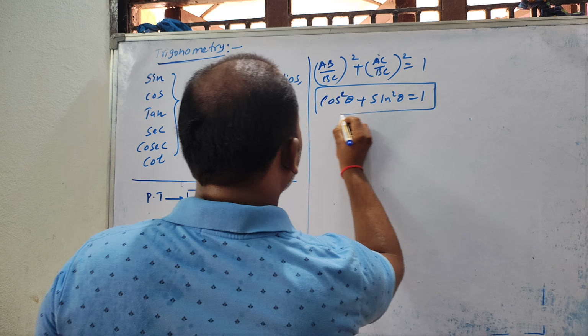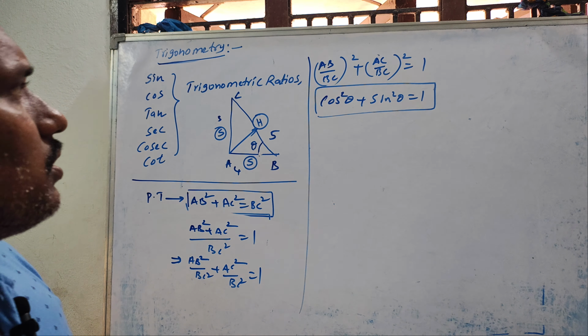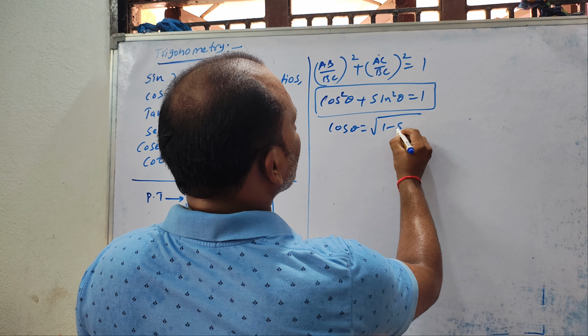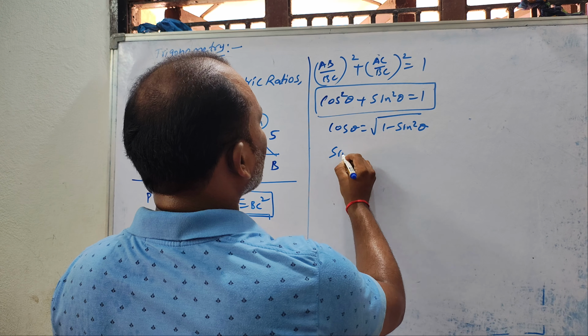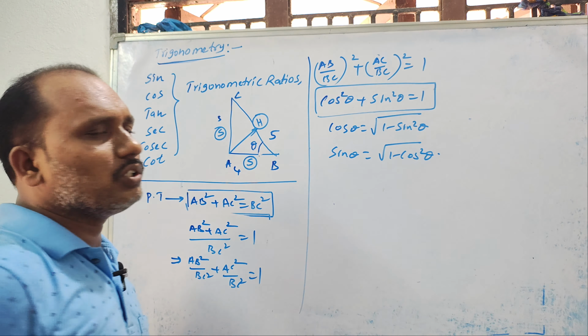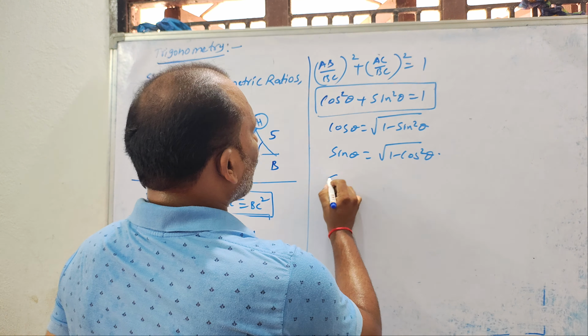This is the basic formula. Keep in mind, very important formula: cos square theta plus sin square theta is equal to 1. From this, cos theta is equal to root of 1 minus sin square theta, and sin theta is equal to root of 1 minus cos square theta. Keep in mind, these are two important formulas. From this we will learn another two formulas.